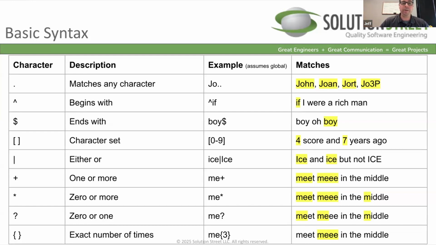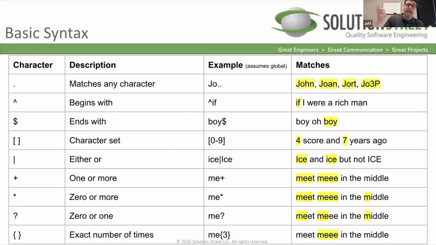A plus following a character means one or more of that character. So ME with a plus means an M followed by one or more E's. You can see that the "meet" and the "me" in the middle get matched there. Similarly, an asterisk is 0 or more. So now you see the "me" in "meet," the "me" in "me," and also the M in "middle" will match, because an M followed by 0 or more E's matches on the middle. Similarly, a question mark matches 0 or 1 of the preceding character. Again, same example, you get the "me"s and the M at the end.